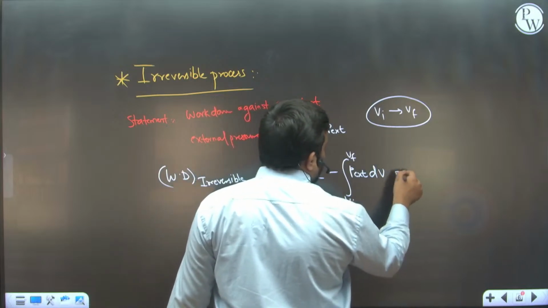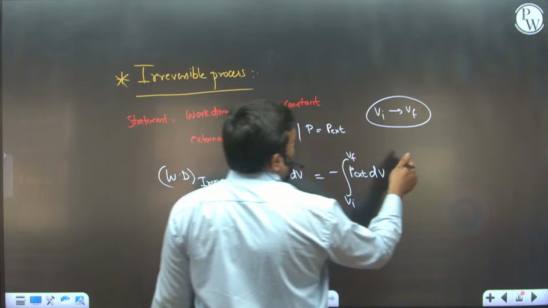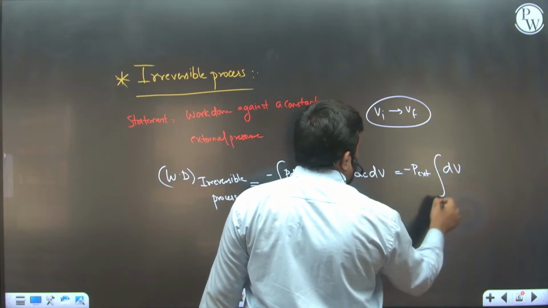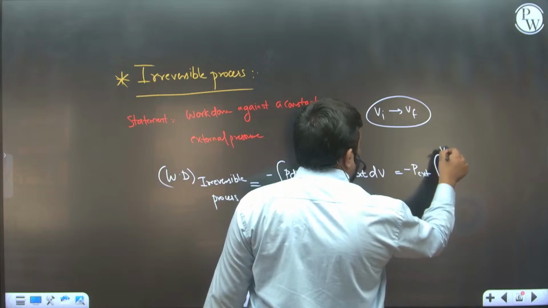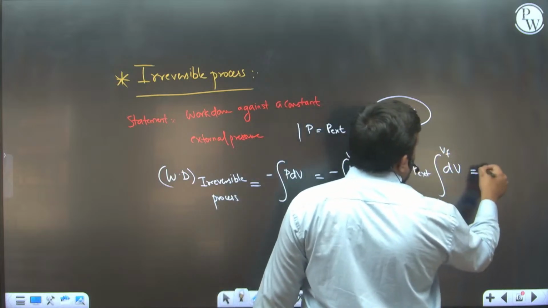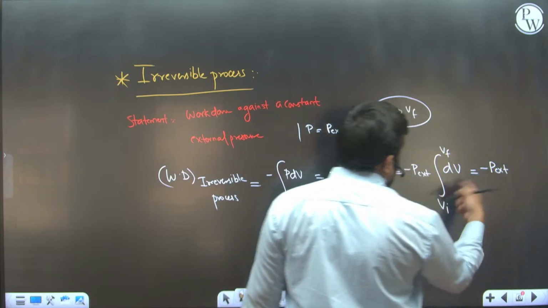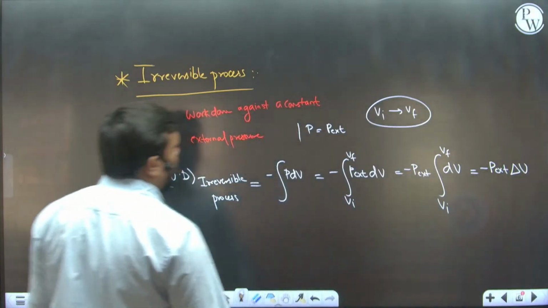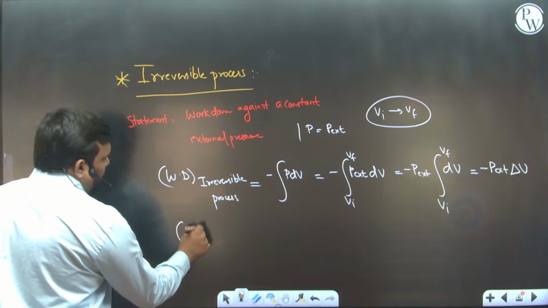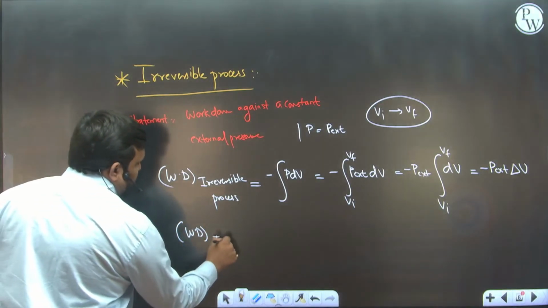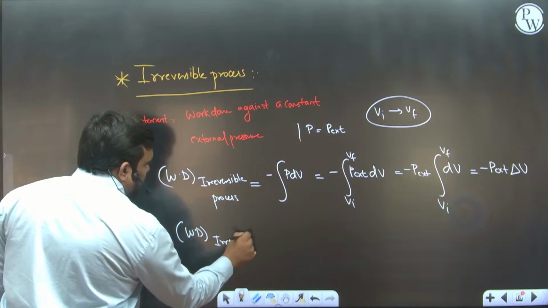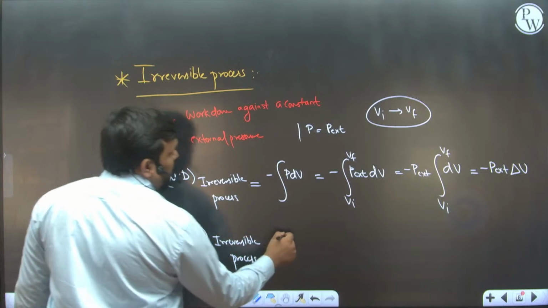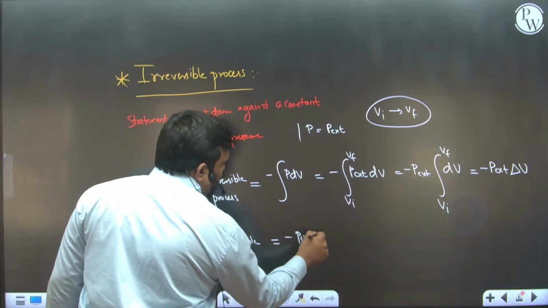So the pressure is constant over here. So it will come out: minus P external, integration of dV from V initial to V final. So this is nothing but minus P external into V final minus V initial. We can write it down as delta V. So we are getting over here the work done formula. Work done for irreversible process is minus P external delta V.